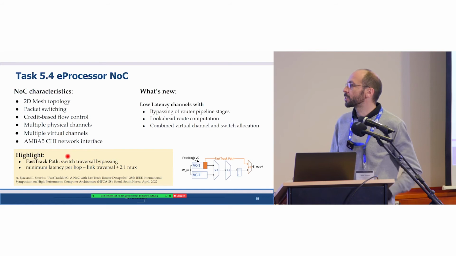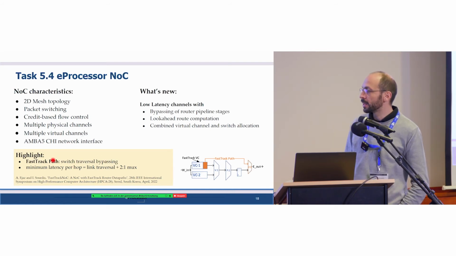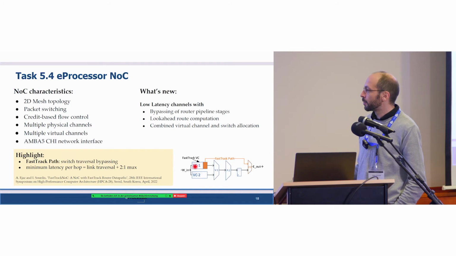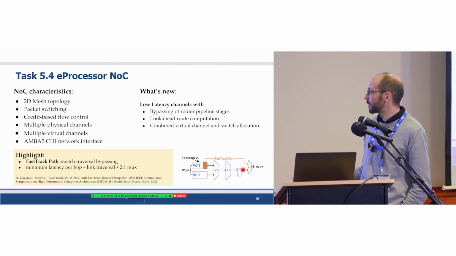There's something called a fast track path. It can do switch traversal bypassing, and then the minimum latency per hop from a virtual channel by doing this bypass can be the link traversal plus the delay introduced by this MUX.